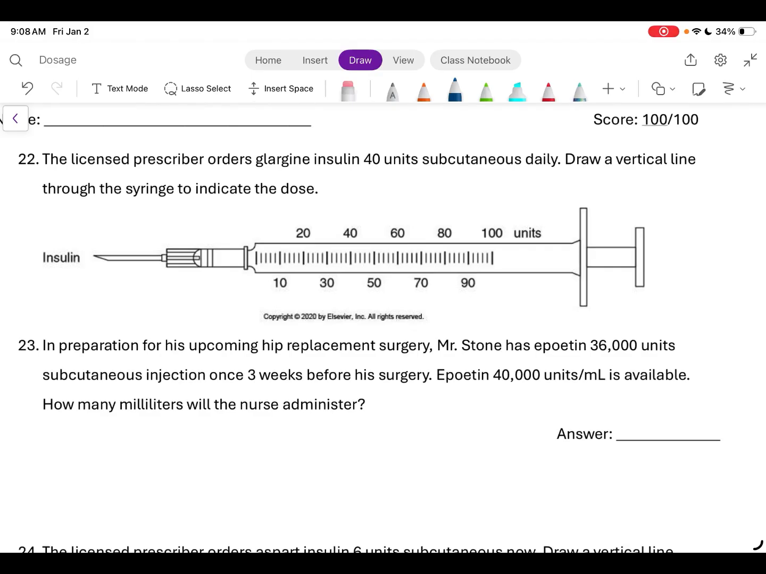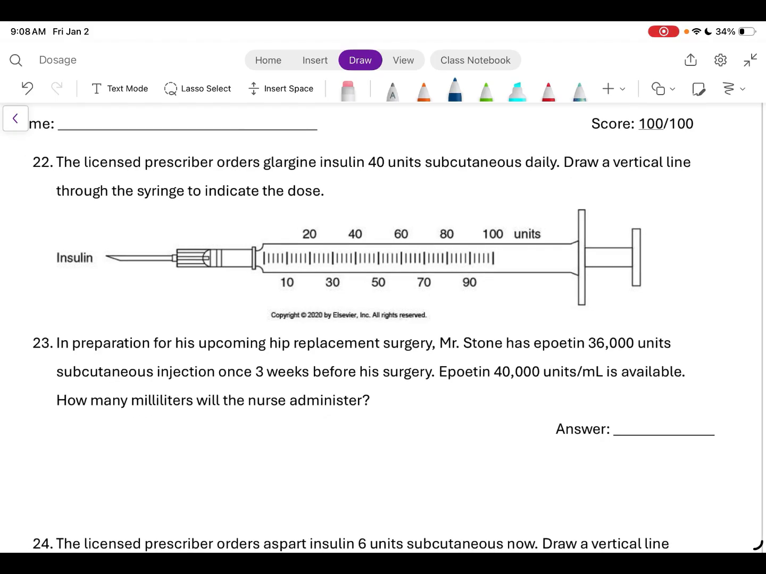Licensed prescriber orders Glargine insulin 40 units. Draw a vertical line through the syringe to indicate the dose. Easy peasy, 40 right there.